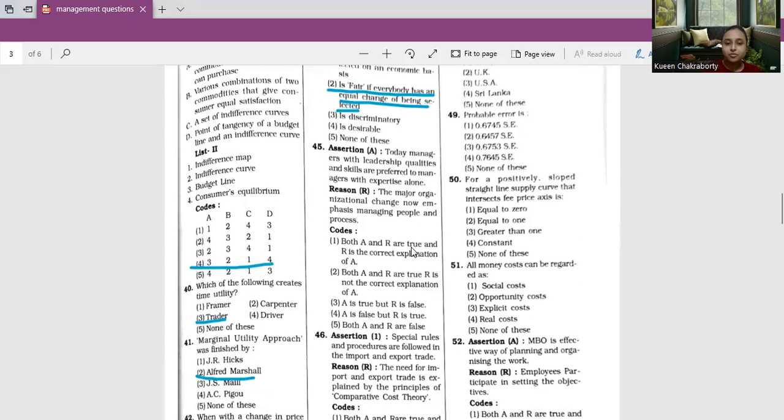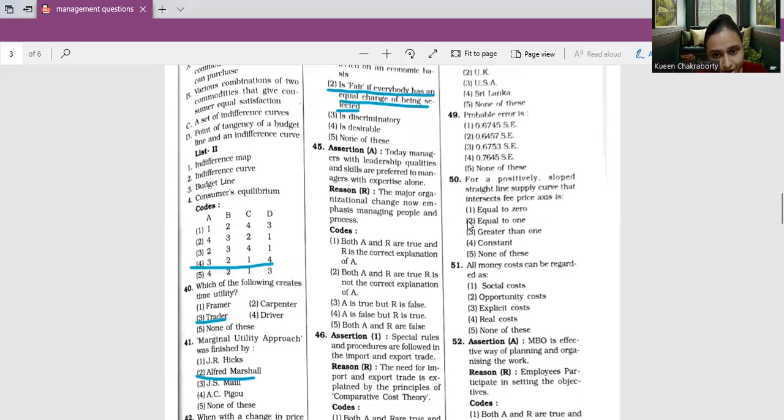Moving on to question number 45. Again, we have another assertion and reason (AR) question. The assertion says, today, managers with leadership qualities and skills are preferred to managers with expertise alone. And the reason is the major organizational change now emphasizes managing people and the process. The codes given are: both A and R are true, and R is the correct explanation of A.